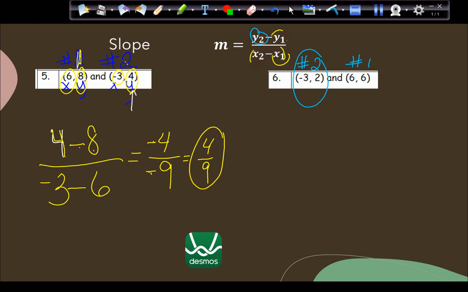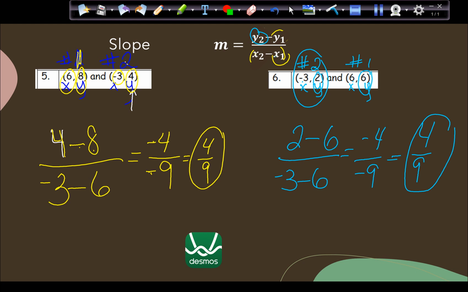So y sub 2, these are all x and y values. I'm going to go to point 2 and get the right y value. So for this one, that's going to be a 2. Y sub 1, going to point 1, grabbing the y value, which is 6. X sub 2, I'm going to point 2 and getting the x value. And then x sub 1, I'm going to point 1 and getting the x value. So this is going to give me negative 4 over negative 9, just like the other one, and that's going to be 4/9. So if we were to graph both of these lines on a graph, they would have the same exact slope, but they would be in different locations.